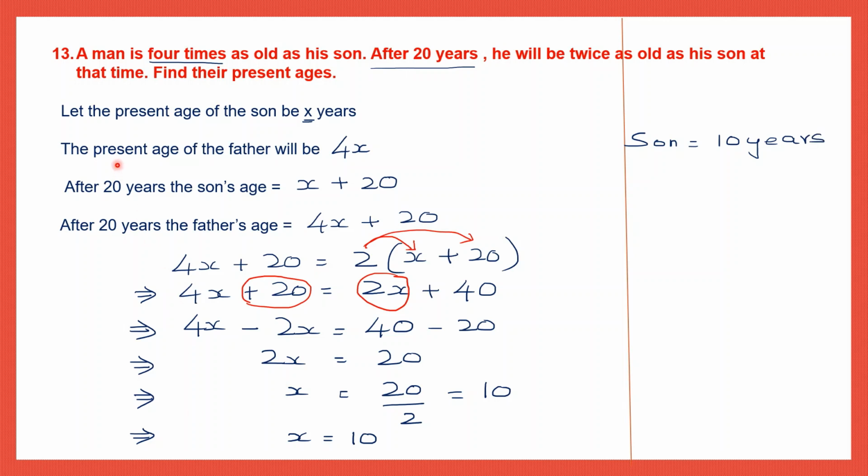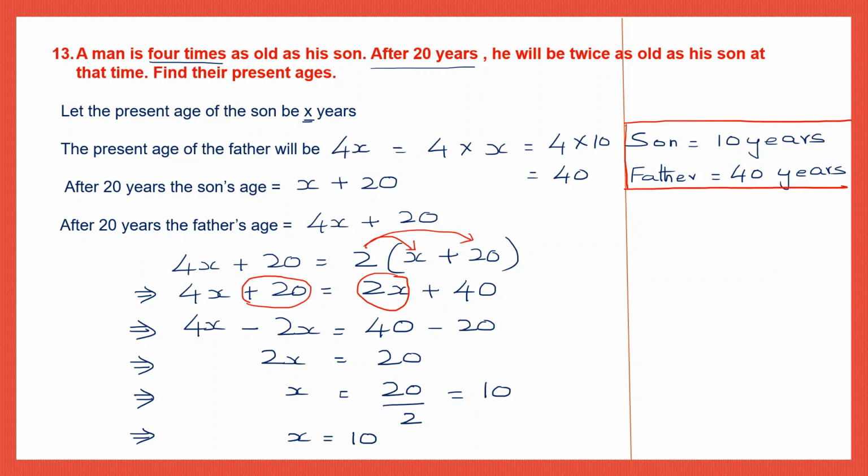Now the present age of the father is 4x, and 4x means 4 into x. How much is x? We found x to be 10. So 4 into 10, that is 40. So the son is 10 years, the father is 40 years. This is our answer. We have found their present ages. The son is 10 years old and the father is 40 years old.